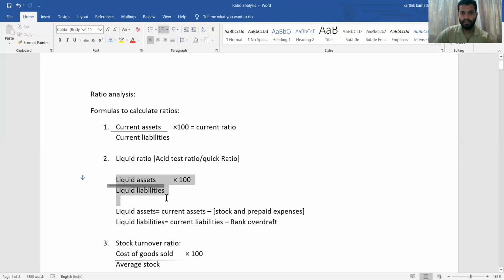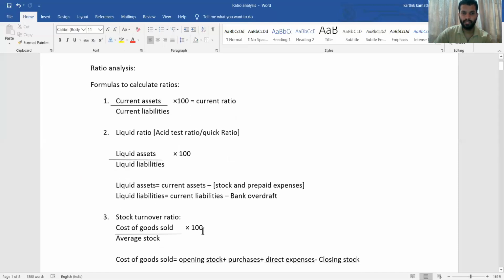Now, liquid asset is equal to current asset minus stock and prepaid expenses. So if you want to get liquid asset, then from current asset you need to deduct stock and prepaid expenses. Then liquid liability is current liability minus bank overdraft. Bank overdraft is not a liquid liability, so that is why you deduct it from current liability. So that is about liquid ratio.